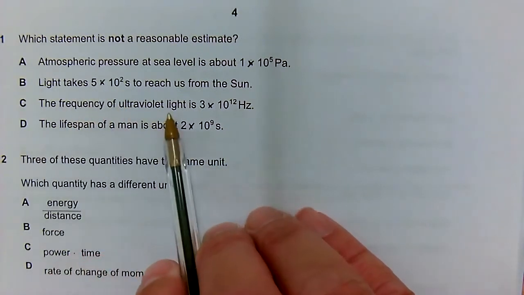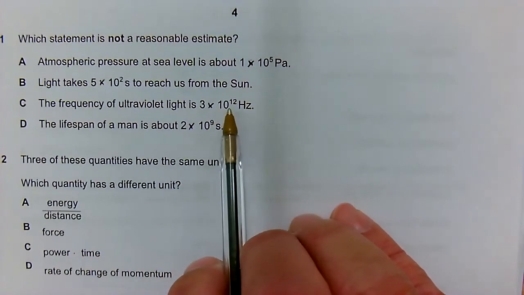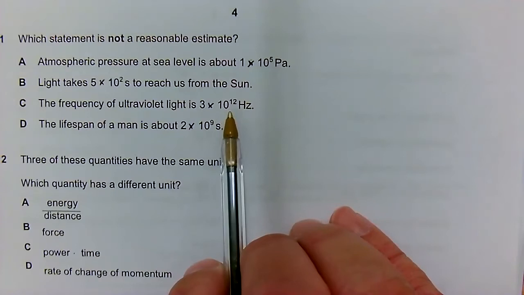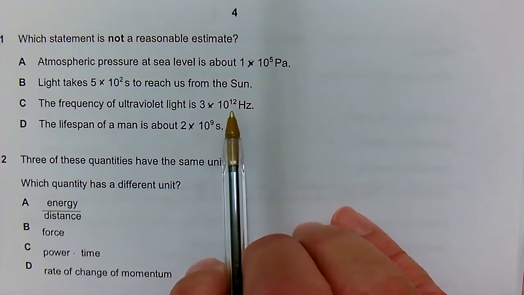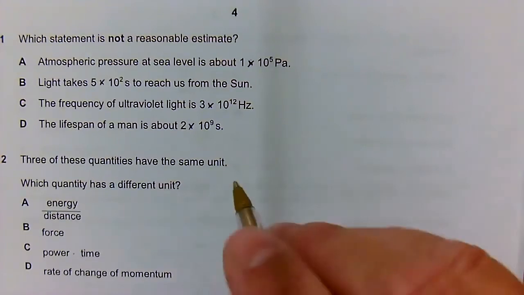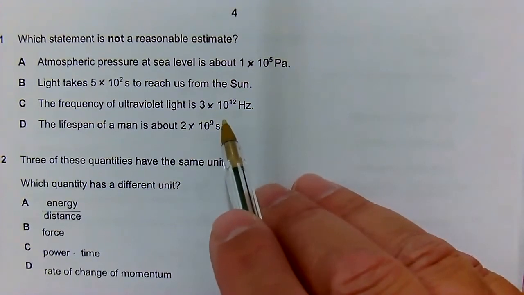Frequency of ultraviolet light, this one's a little bit harder. You might want to try to think about calculating the wavelength. As you know, the wavelengths of ultraviolet light are going to be to the order of about 10 to the power of minus 8 meters or so. But it's a difficult one to remember, so we'll come back to it.